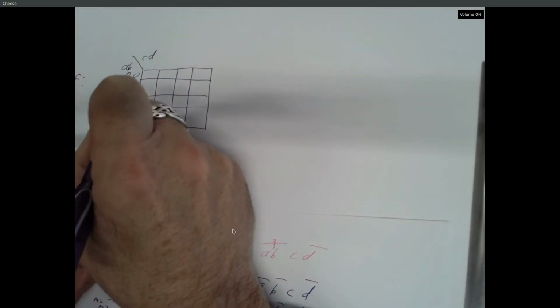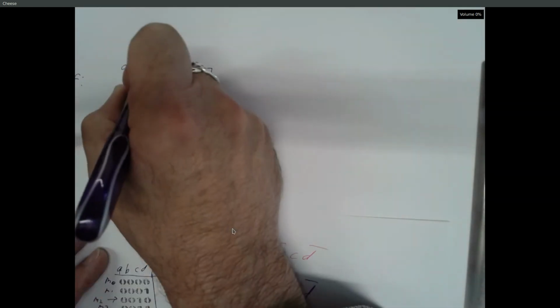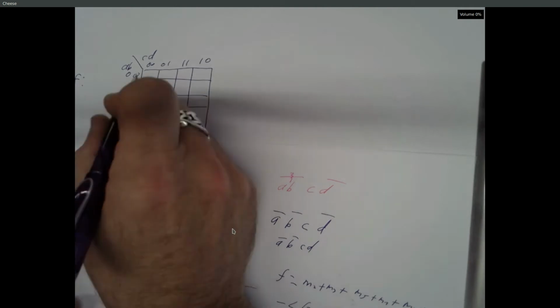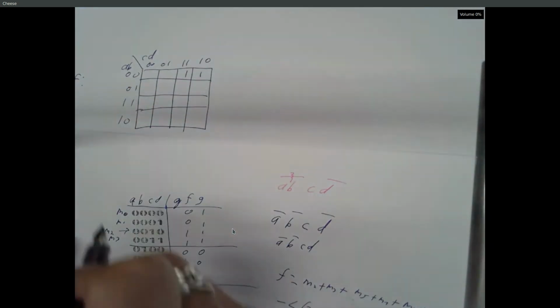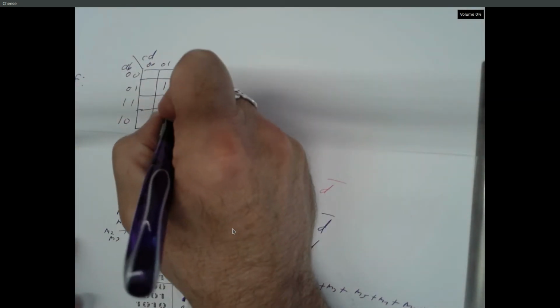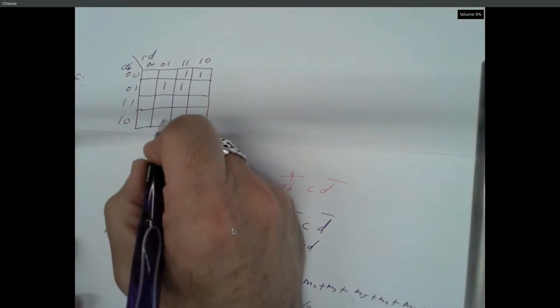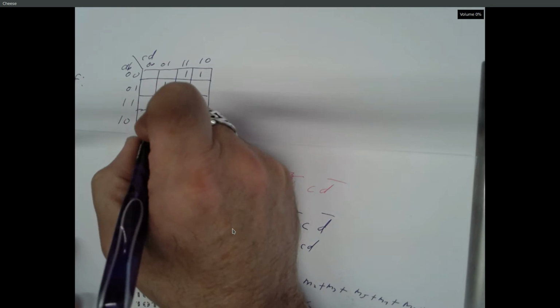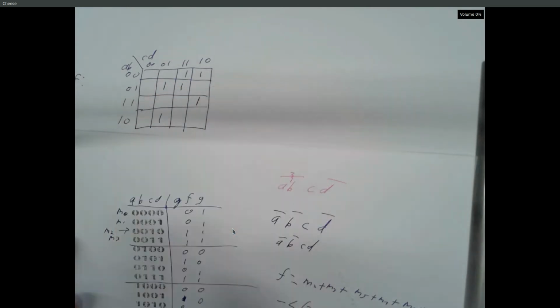And I'm just going to label this F. And I'm going to put these down on the margins. And I'm going to fill in from the table. So 0, 0, 1, 1, 0, 1, 0, 1, 0, 0, 0, 1, 0, 0, 0, 0, 1, 0. So there's the k-map.